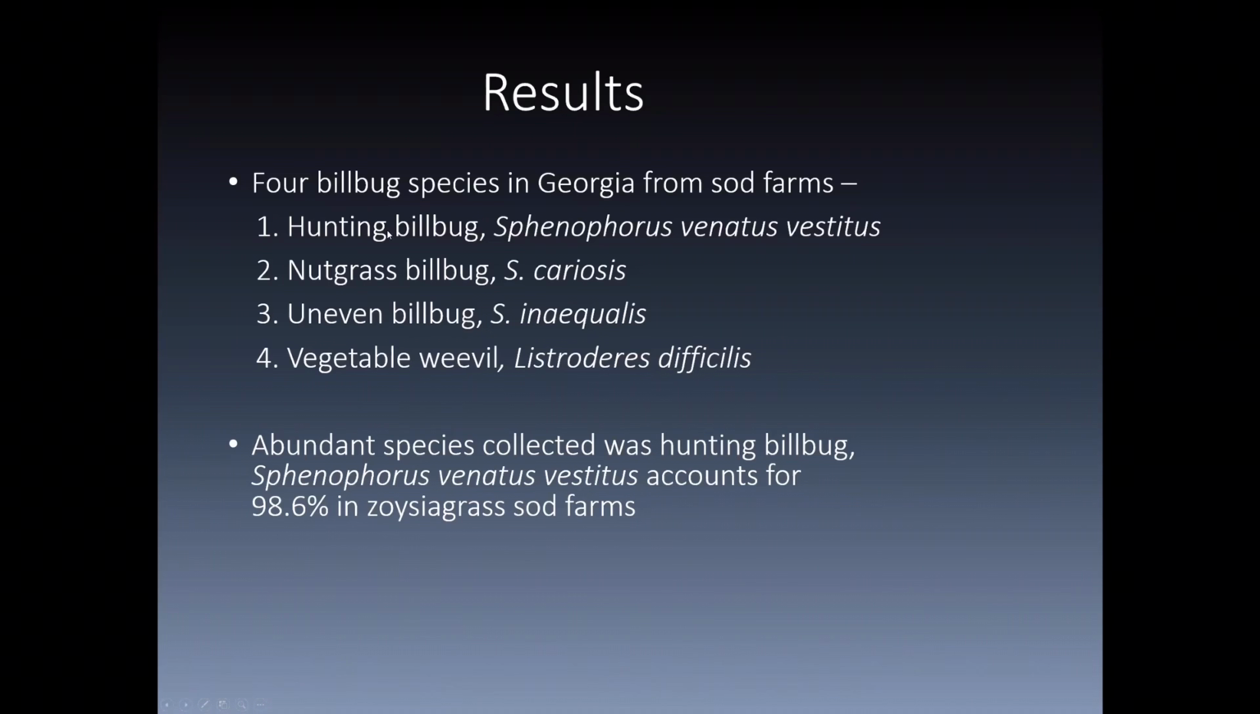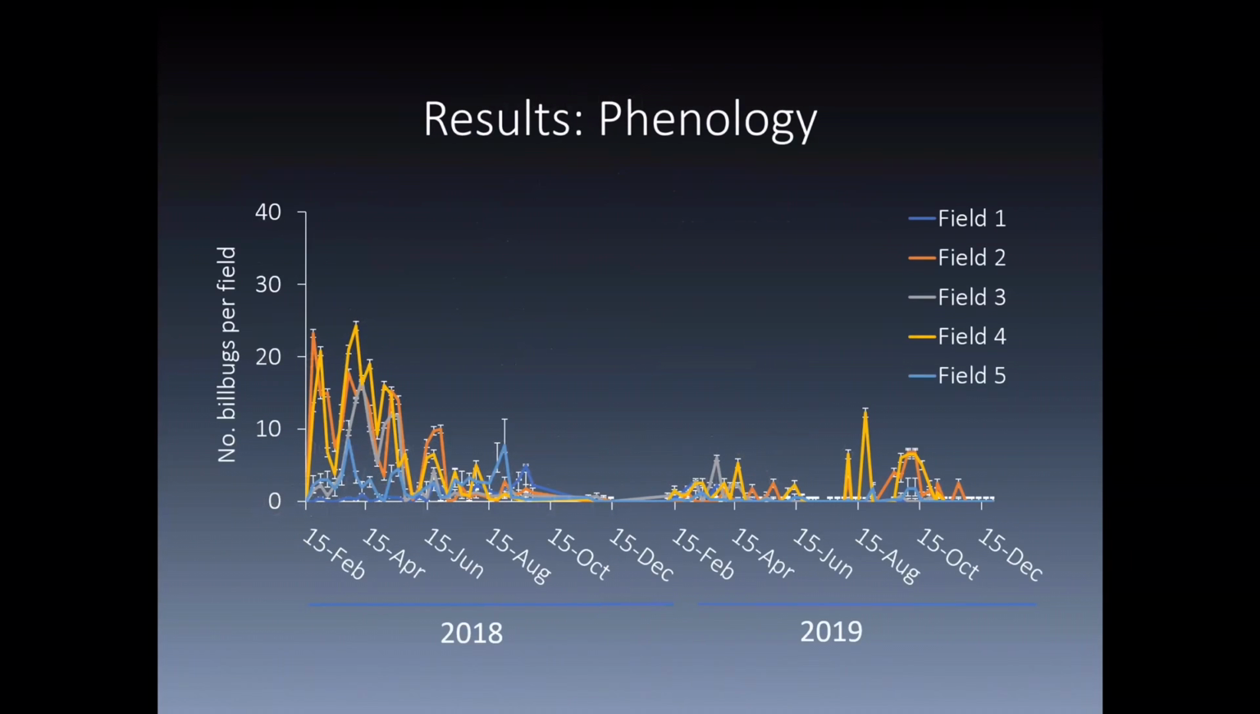If you look among all the different species, you can clearly see that about 99% of them were hunting billbugs. So the hunting billbug is the major one. But in some sites, we have seen uneven billbugs also at a high population. Here, over 2 years, you can see on the x-axis, and it's the number of billbugs. Again, the majority is hunting billbug. There are different lines coming from different sites, different fields. You can see most of the bug emergence happened at the beginning of the year, starting in February.